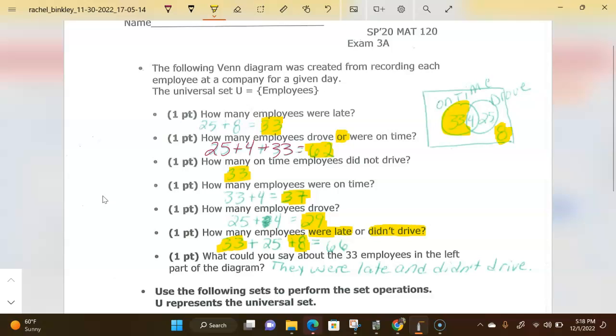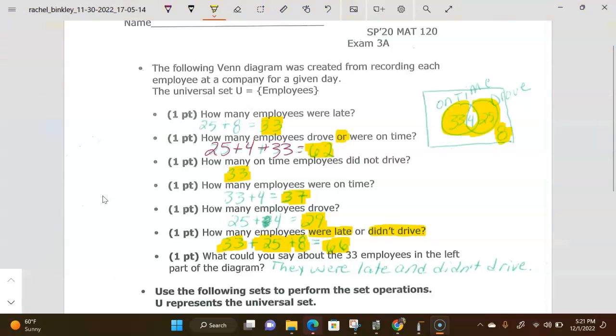Employees that were late, even though they drove, they were still late, are these 25. And also the 8 on the outside, but I've already added them in. So if we take the 33 plus the 25 plus 8, we get 66. Okay, so all of those together, the only employees that don't count in there are employees that did drive and were on time.